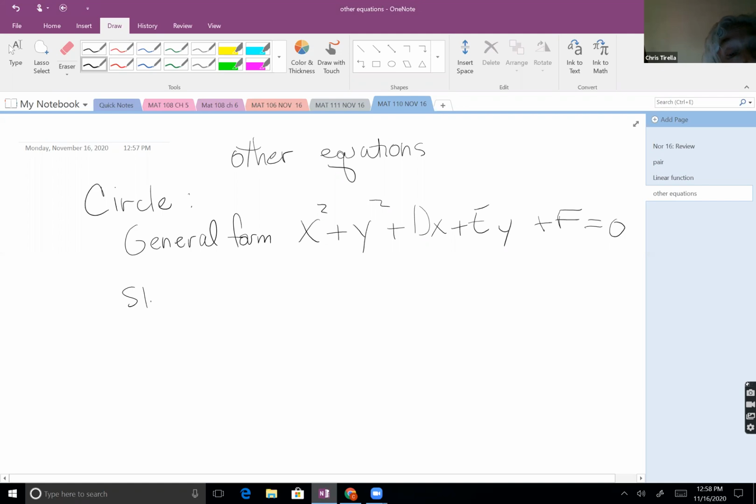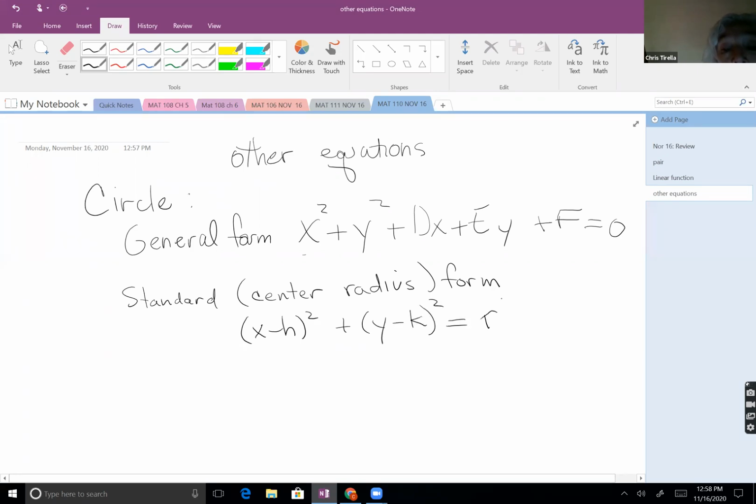We like better the standard or center radius form. And that came from going through here and completing the square in x and y. And we got x minus h squared plus quantity y minus k squared equals r squared. And we said that hk is the center and r is the radius.